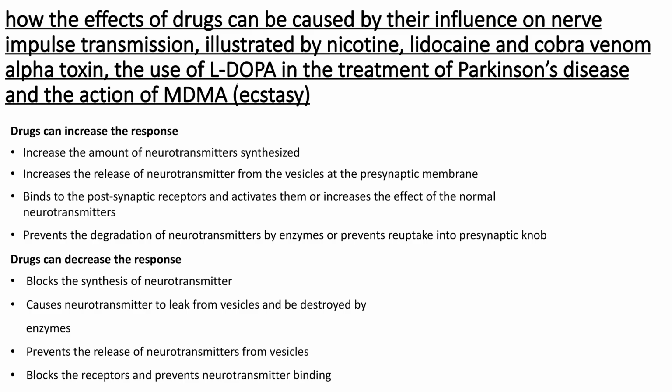This also causes neurotransmitters to leak from vesicles and be destroyed by enzymes. Drugs can also prevent the release of neurotransmitters from vesicles or block the receptors and prevent neurotransmitters from binding. These are some of the ways in which drugs affect nerve impulse transmission.